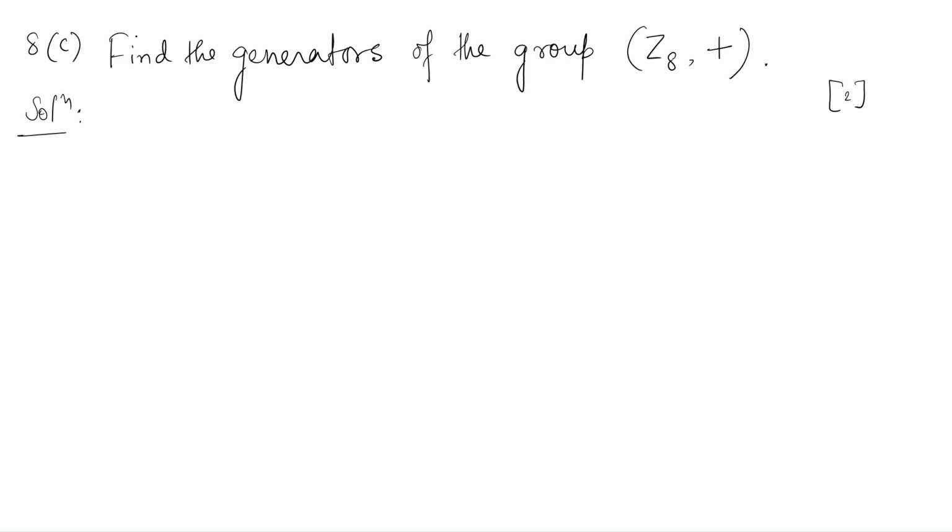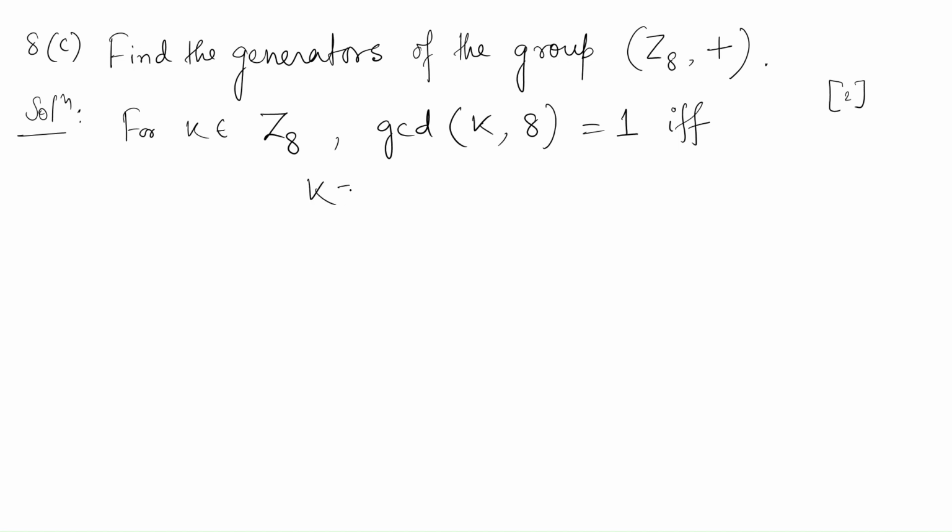Question 8c. Find the generators of the group Z8, binary operation addition here. For any k belongs to Z8, GCD of k and 8 is 1 if and only if k equals 1, 3, 5, 7. Therefore, there are 4 generators.